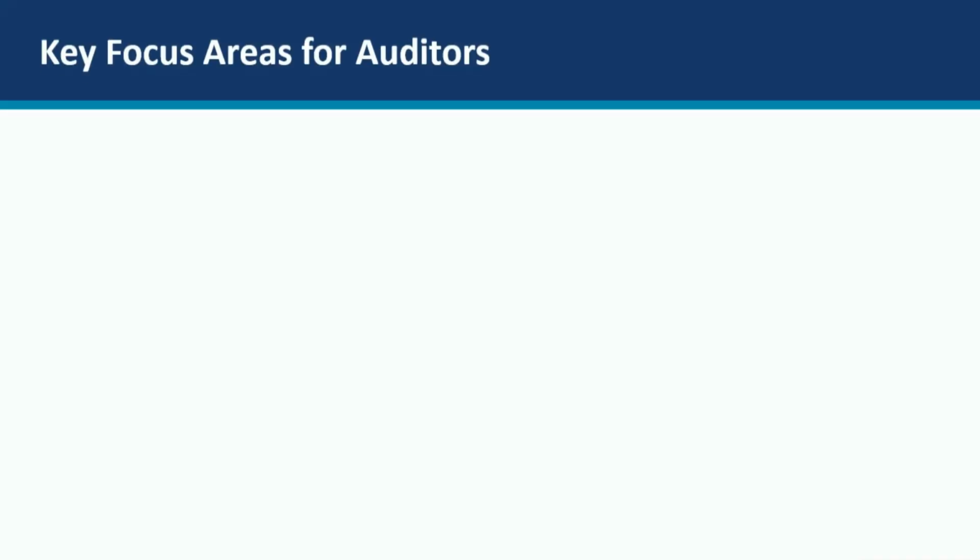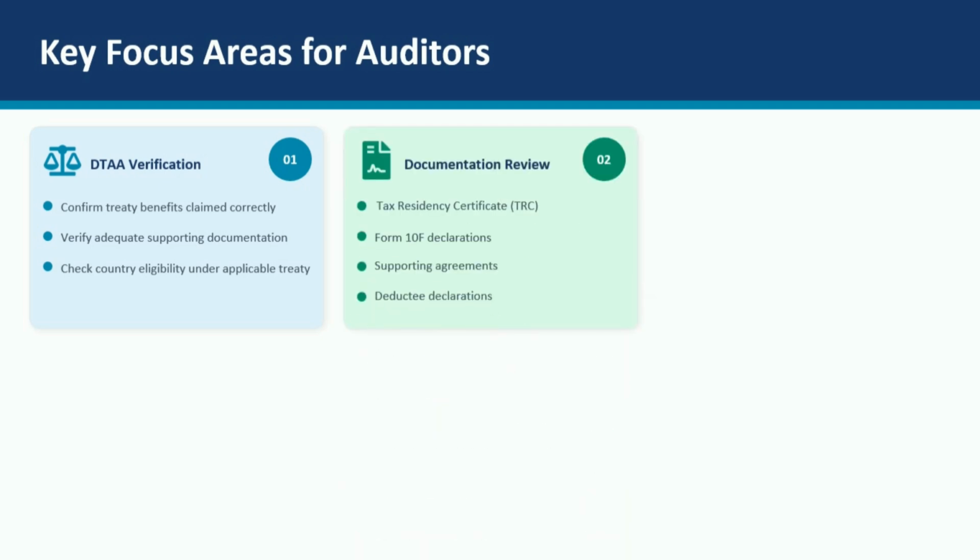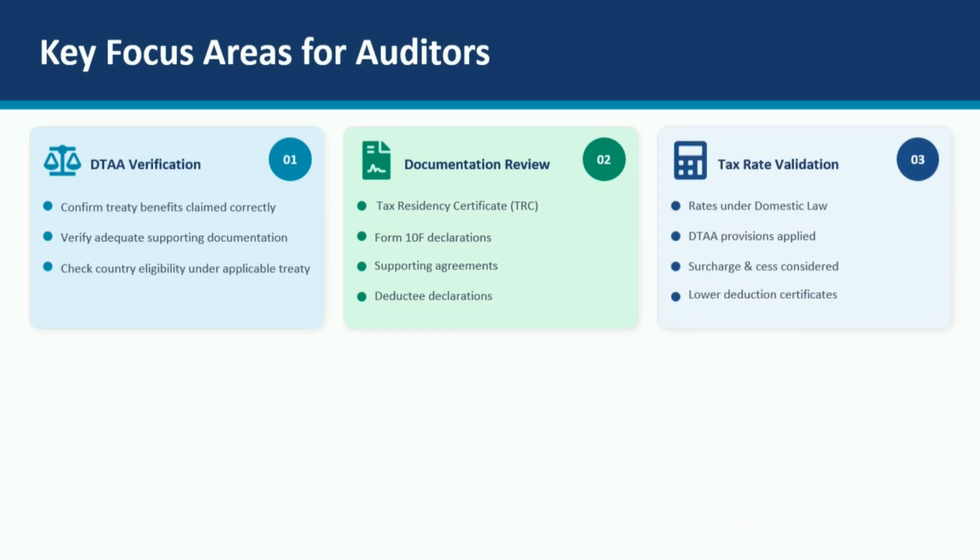When auditing Form 144 compliance, there are 6 key focus areas that require careful review. First, auditors should verify DTAA claims by confirming treaty eligibility, validating supporting documentation, and ensuring benefits have been claimed correctly. Second, documentation should be reviewed to confirm the availability of the tax residency certificate, Form 10F, supporting agreements, and deductee declarations. Third, tax rate validation is essential to ensure the correct rates have been applied under domestic law or applicable tax treaties, including surcharge and cess considerations.